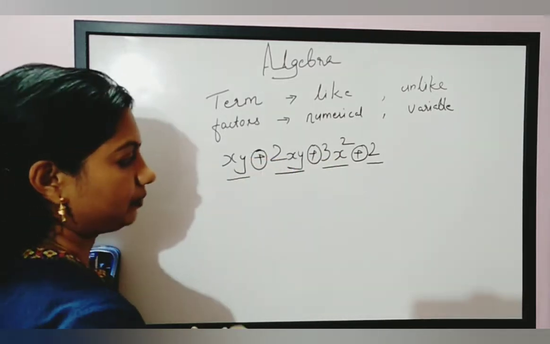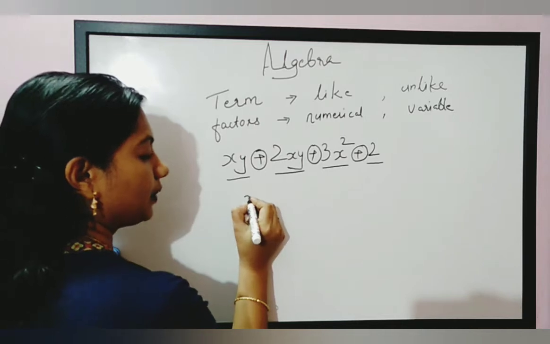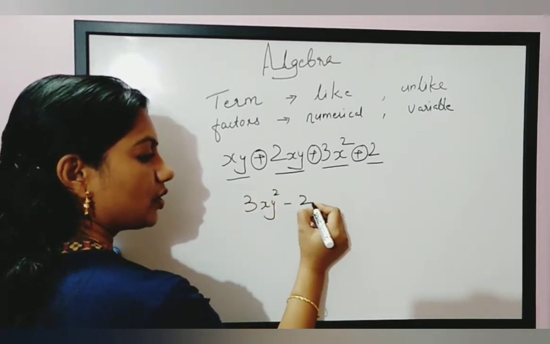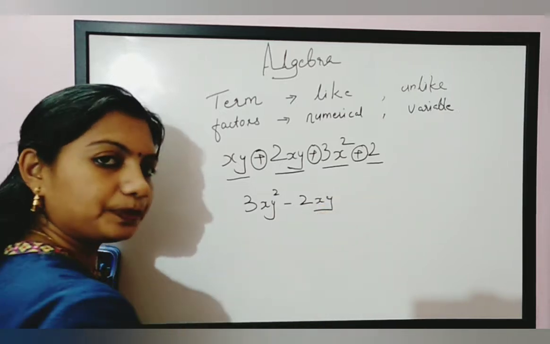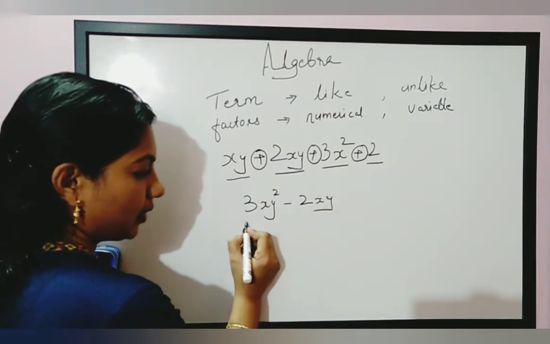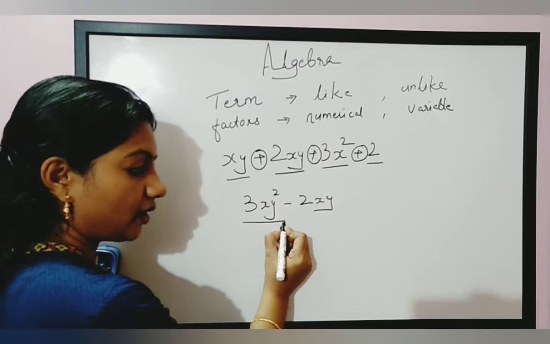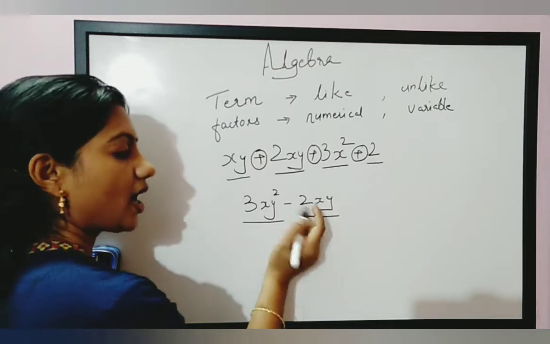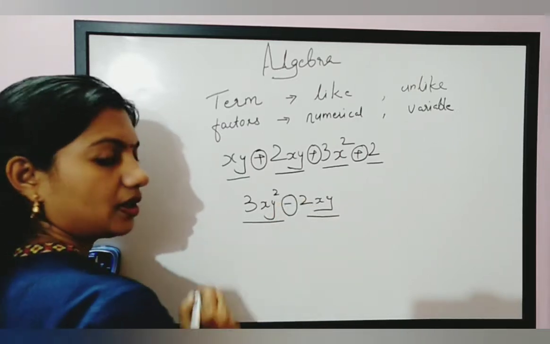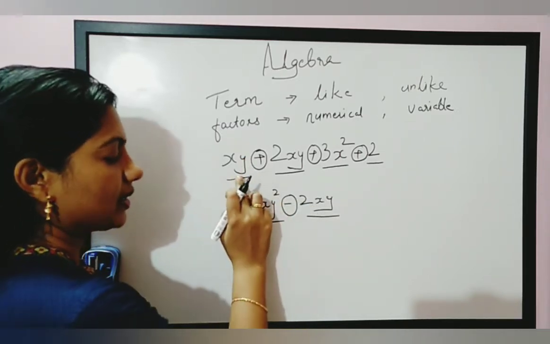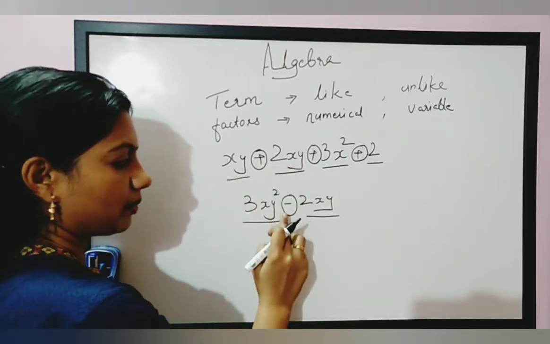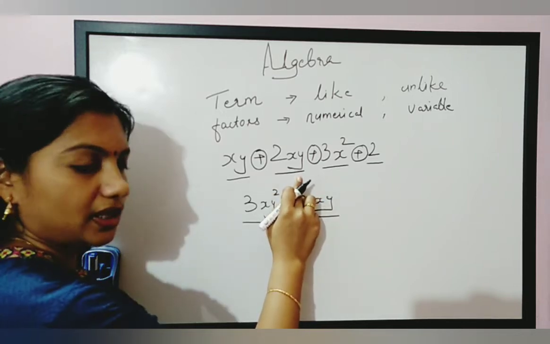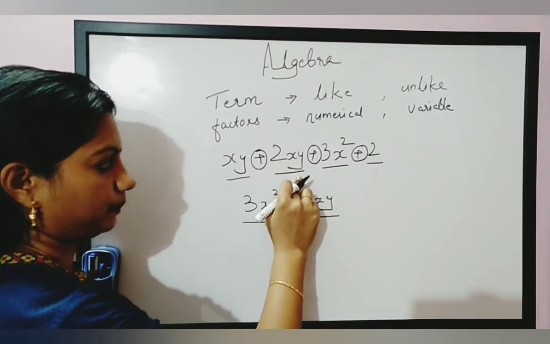Addition symbol. I'll give you another example. 3xy square minus 2xy. In this, 3xy square is a term, 2xy is a term. These two terms are separated with a minus symbol. So, something which is separated with a plus or a minus symbol is a term in an algebraic expression.